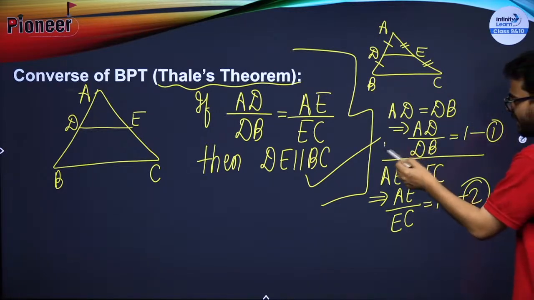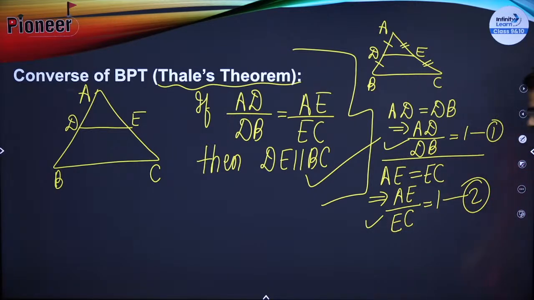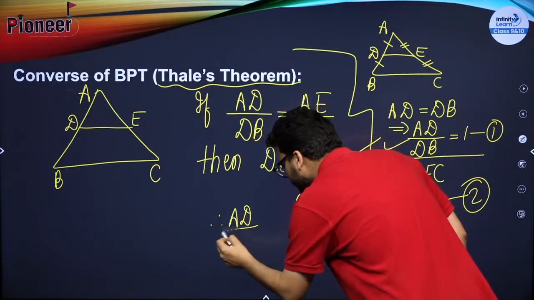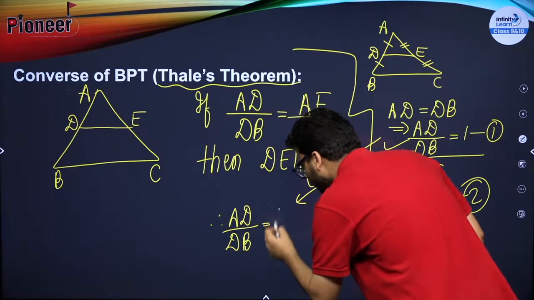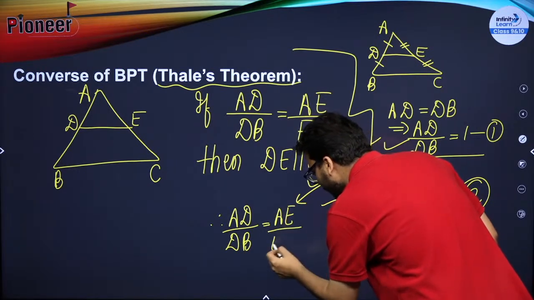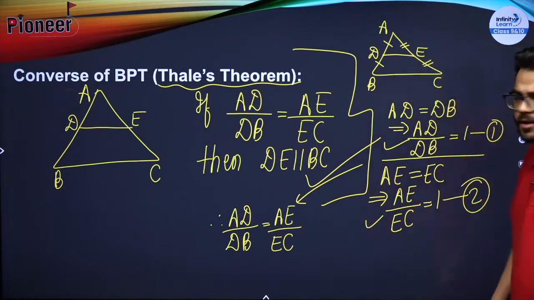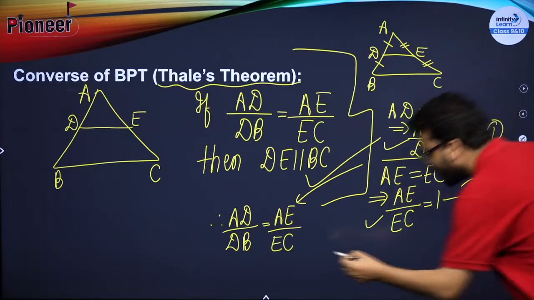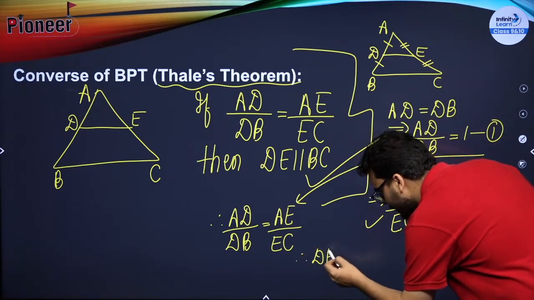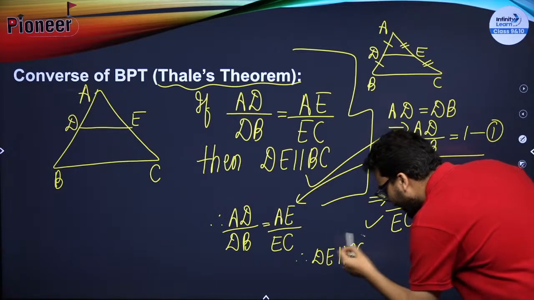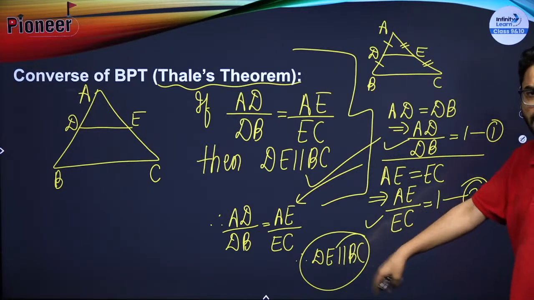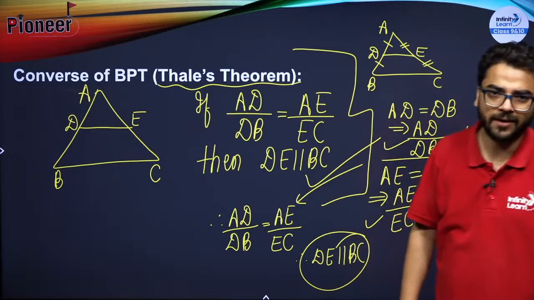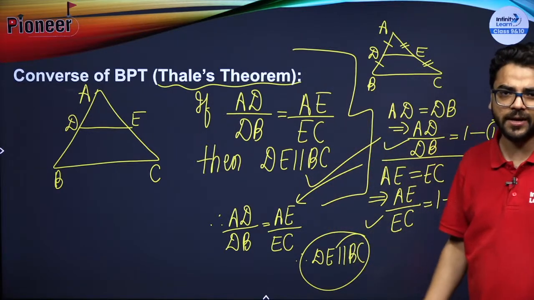So can I not say that AD by DB is equal to AE by EC over here? We can easily say that, guys. We can easily say that AD by DB is equal to AE by EC. Now can I use the converse of the basic proportionality theorem? We have already proved AD by DB is equal to AE by EC. So we can easily say that therefore DE is parallel to BC, and that is not the basic proportionality theorem. That is the converse of the basic proportionality theorem. That is the opposite of the basic proportionality theorem. I hope this thing is clear to every student up till here.